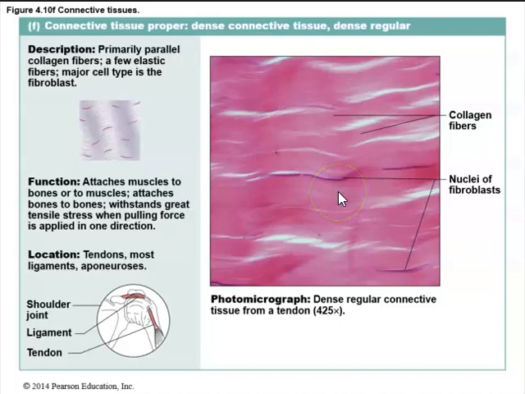Dense regular connective tissue will attach muscle to bones or muscle to muscles. It can also attach bones to bones. Again, it withstands great tensile stress when pulling force is applied in one direction. We'll find dense regular connective tissue in tendons, most ligaments, and aponeuroses. So this example is dense regular connective tissue from a tendon.